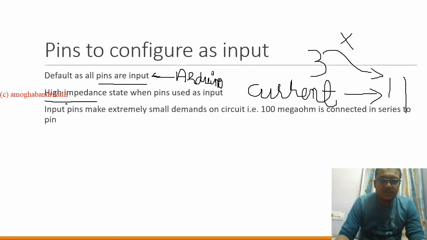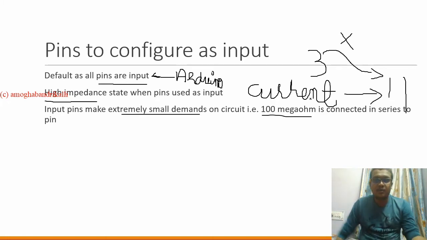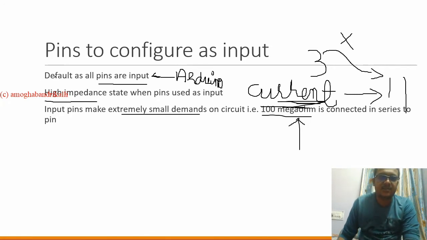Input pins make extremely small demands on the circuit, like connecting 100 mega ohm in series to that respective pin. 100 mega ohm means it is not going to allow the current. So this is what I was explaining. That is called a high impedance state.